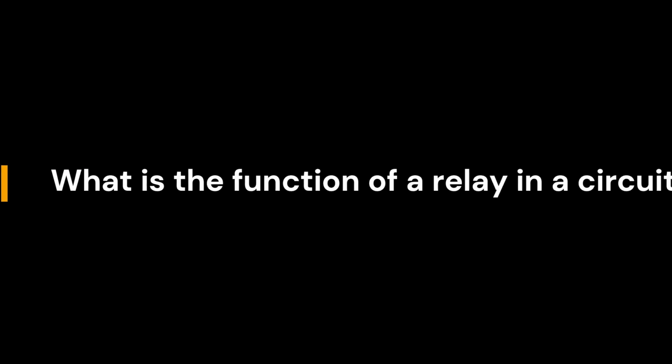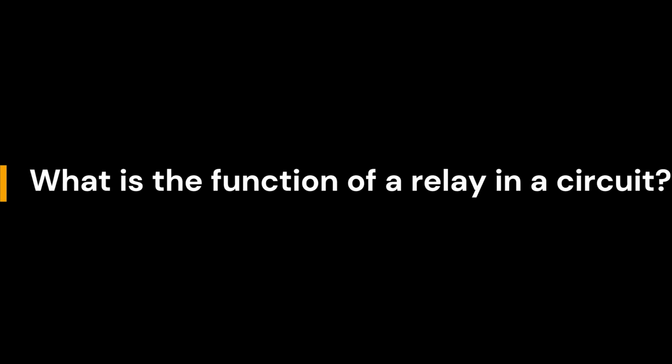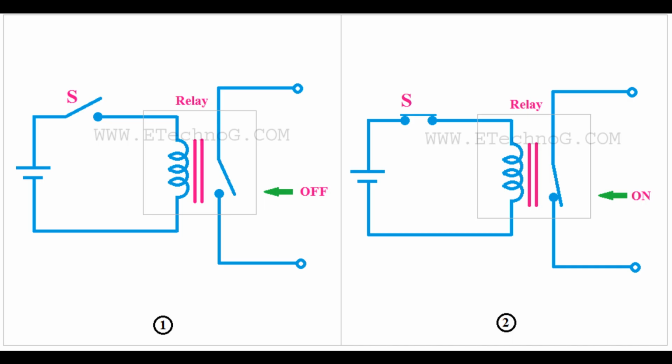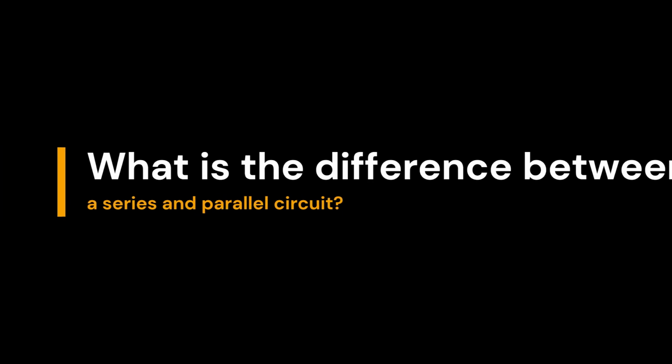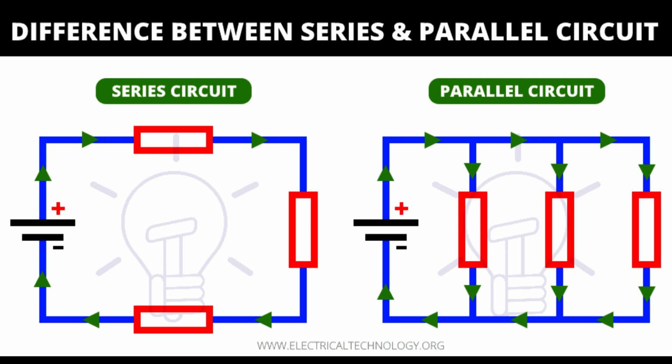What is the function of a relay in a circuit? A relay is an electromechanical device that is used to switch electrical circuits on and off. What is the difference between a series and parallel circuit? A series circuit has components connected one after the other, while a parallel circuit has components connected side by side.